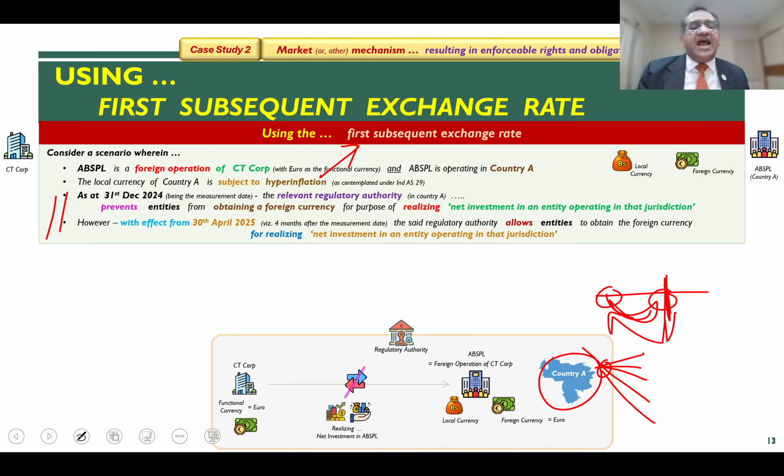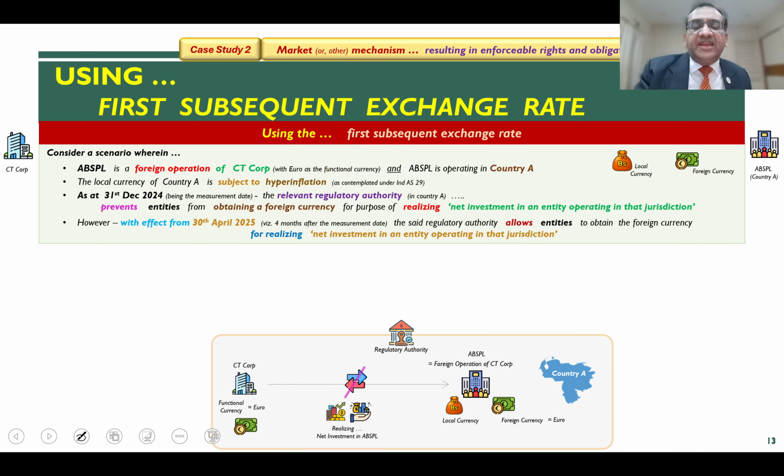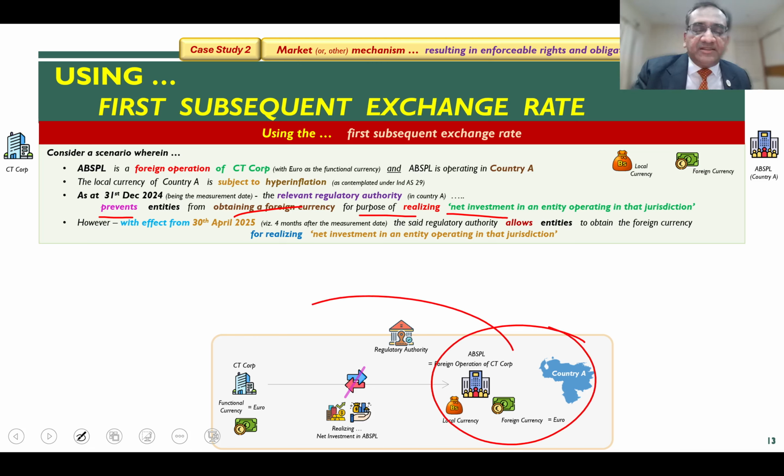That's what it says. As of 31st of December 2024, which is the measurement date, the relevant authority in country A prevents entities from obtaining foreign currency for the purpose of realizing the net investment. That means in country A, for the realization of net investment, exchangeability doesn't exist.